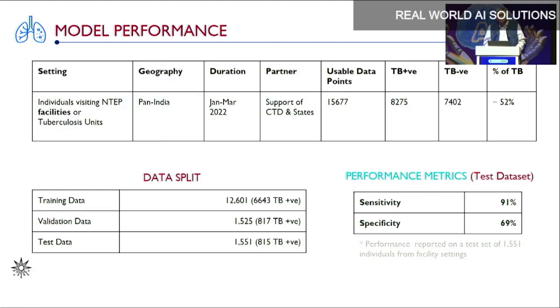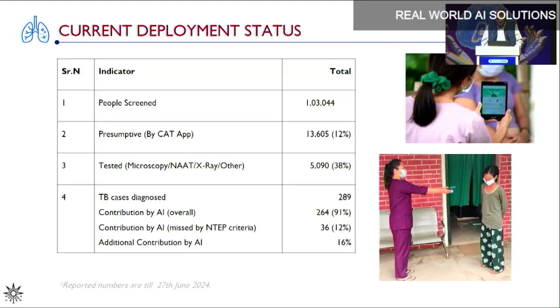In TB health facility settings, the performance is very good. We get a sensitivity of 90% at a specificity of around 70%, which is sort of the standard benchmark for a screening solution. In community settings, currently the sensitivity and specificity are lower, which is the work in progress part.